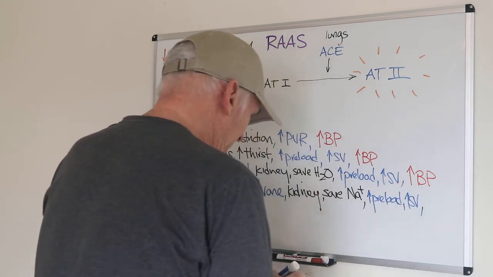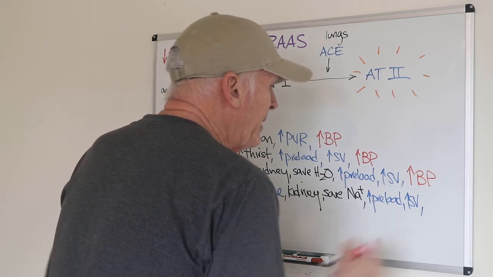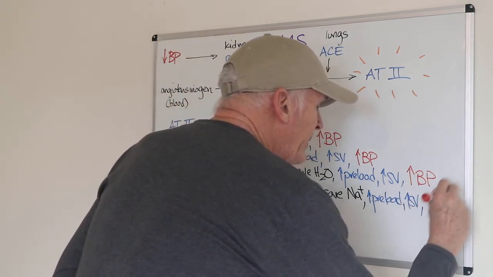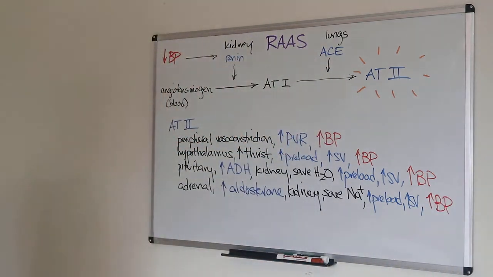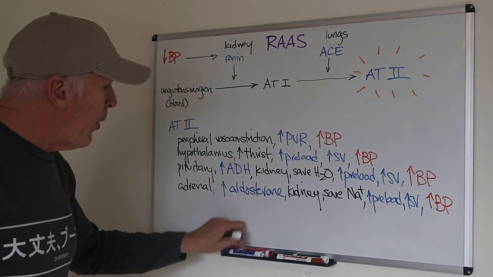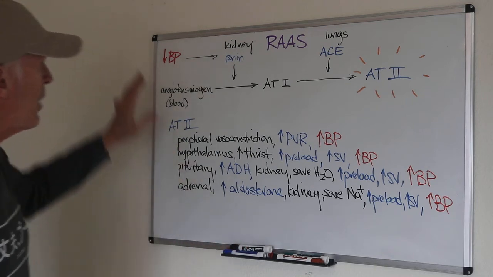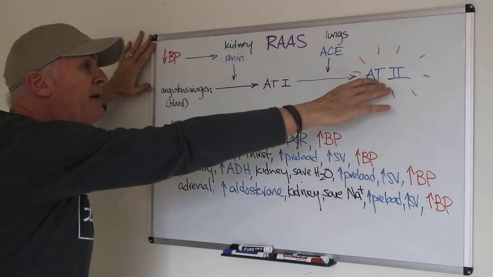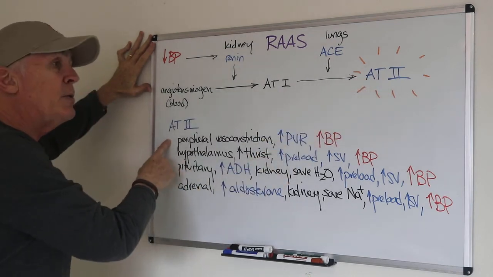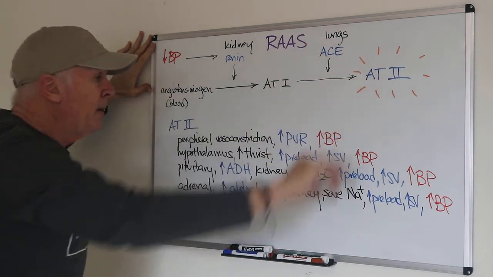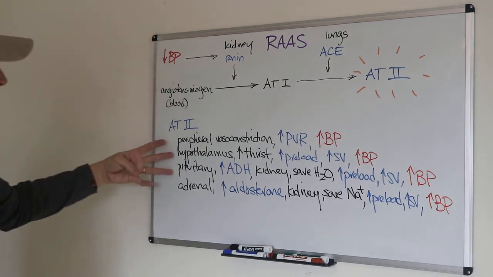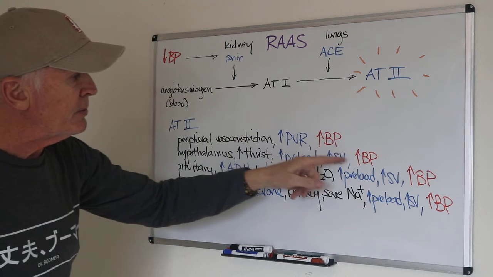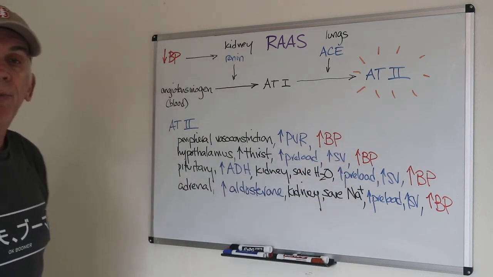Oh man, I just barely made it. And that means we increase blood pressure again. Holy smoke! Look at that. The whole thing stimulated by this drop in blood pressure. The entire cascade of events to create AT2, and then AT2, the magic of AT2, works four different pathways, each one of which causes you to increase your blood pressure.